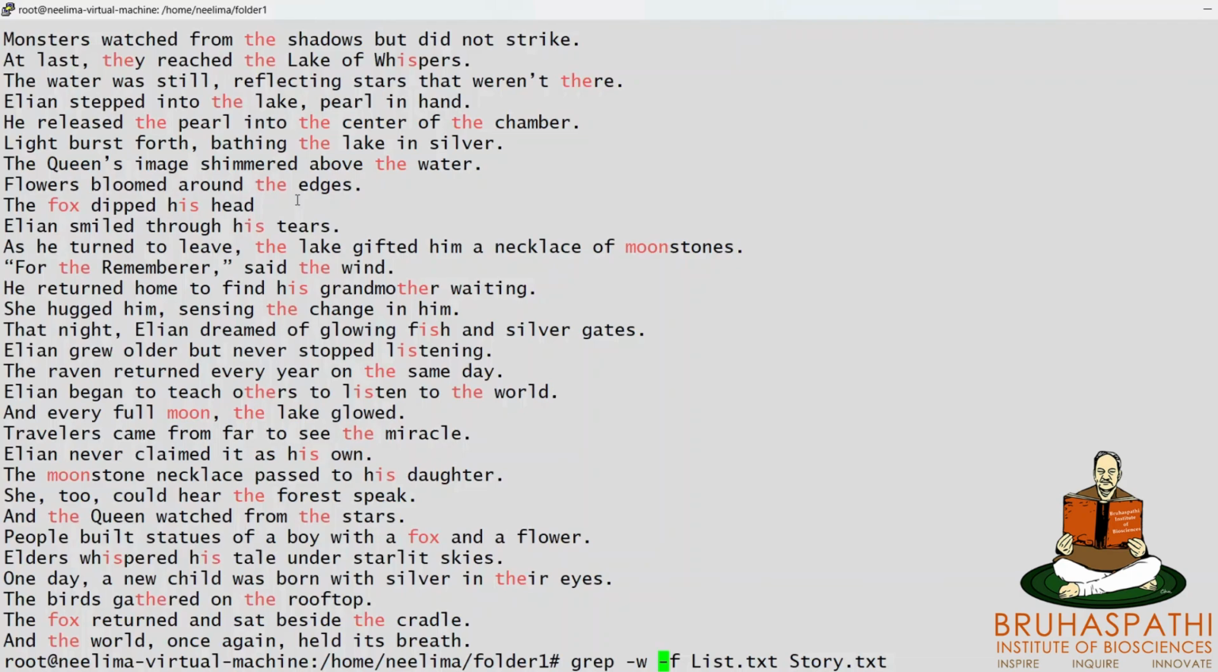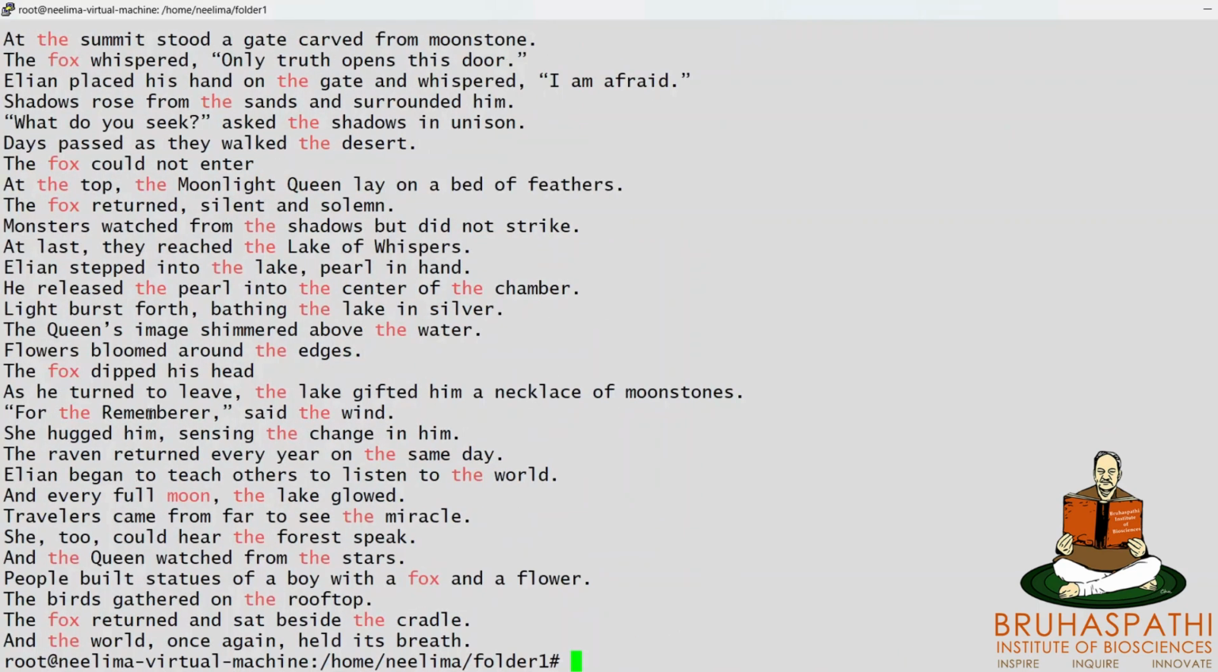Let me improvise this. Get me the patterns only if the pattern itself is a whole word, not a part of another word, like this, whispered, his. We don't want anything as such. So I add the option minus W, then we get only the patterns which are present as a word.